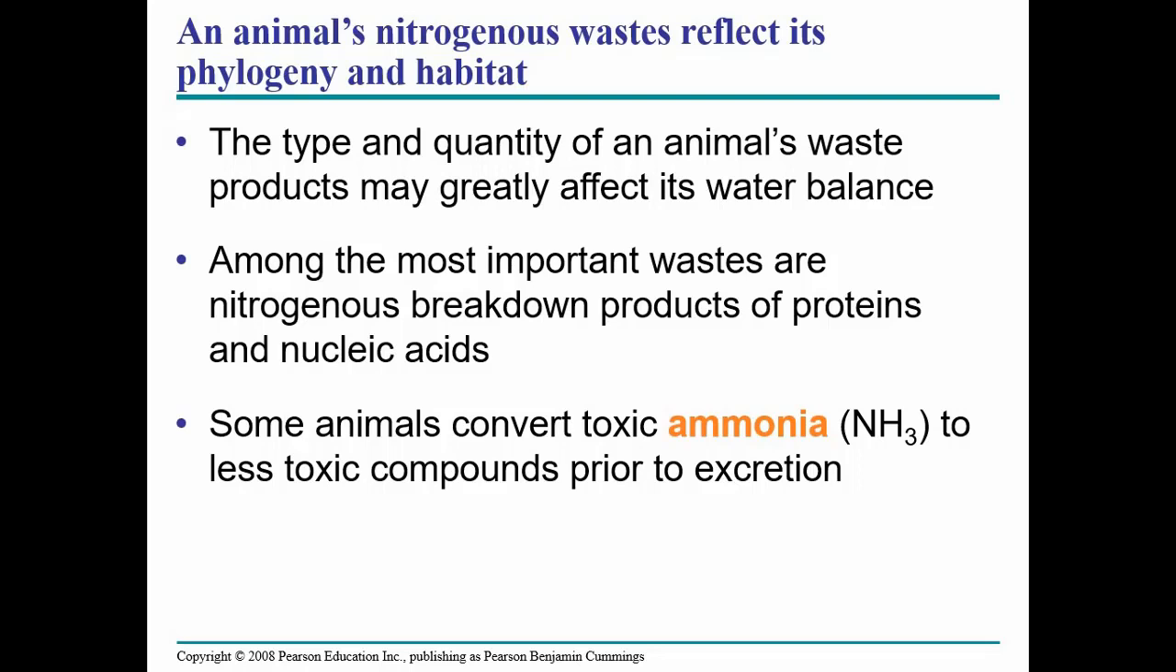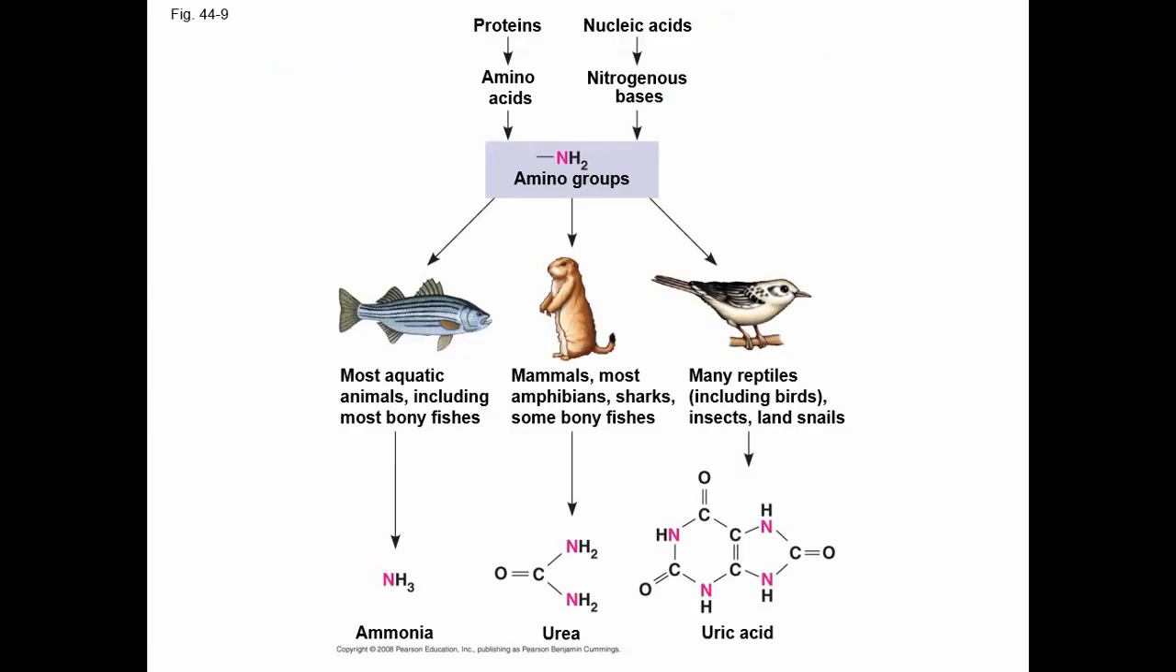And this waste can be converted into many types of waste product. Some of them can convert it into ammonia, some of them convert it into urea, some of them convert it into uric acid. So let's see the example. Mostly fish convert the nitrogen waste into what we call ammonia, and then mammals, amphibians, sharks, and some bony fish convert the nitrogen waste into urea.